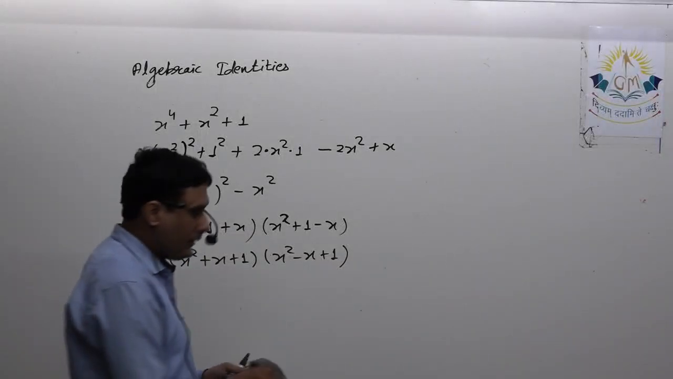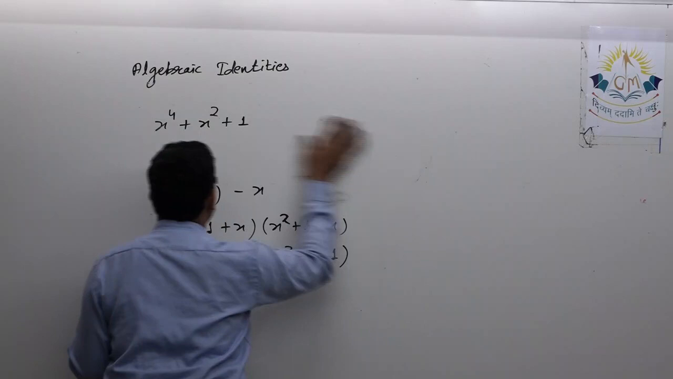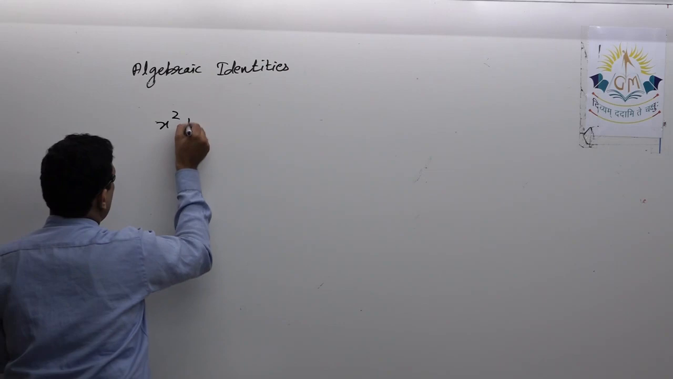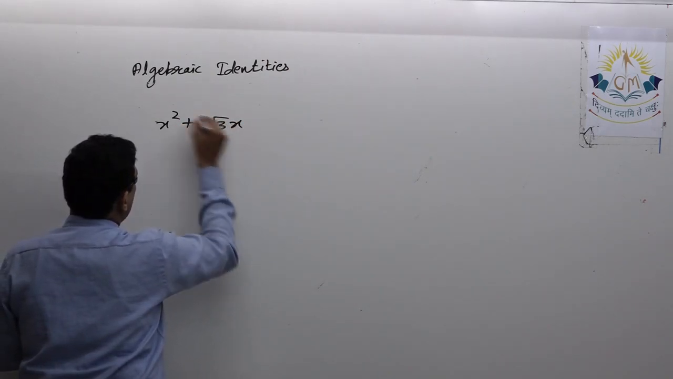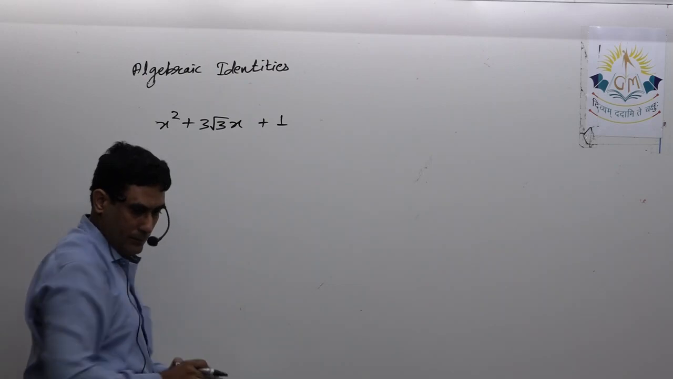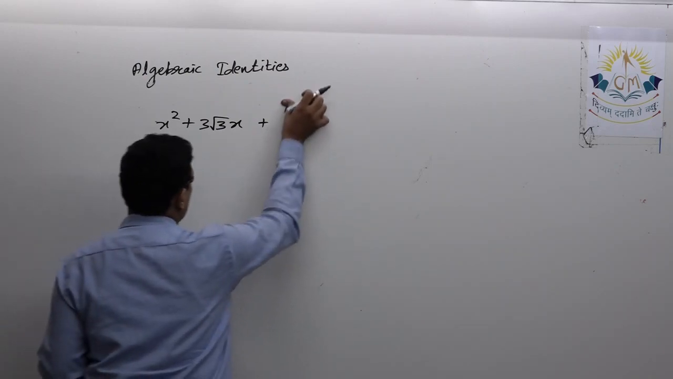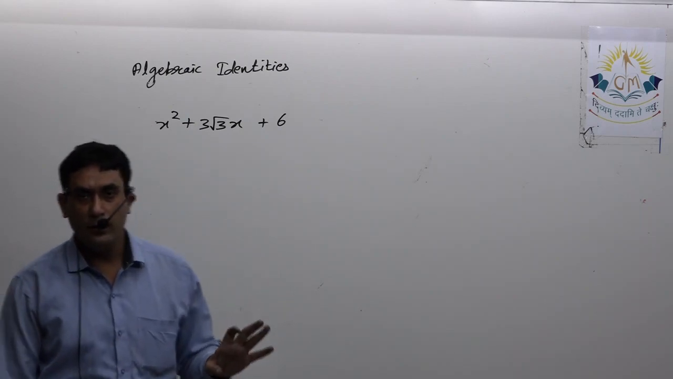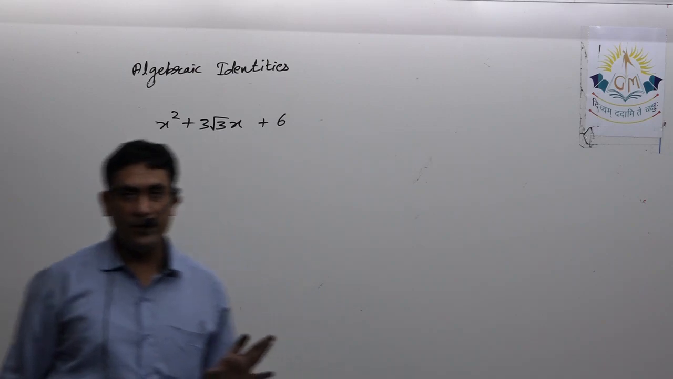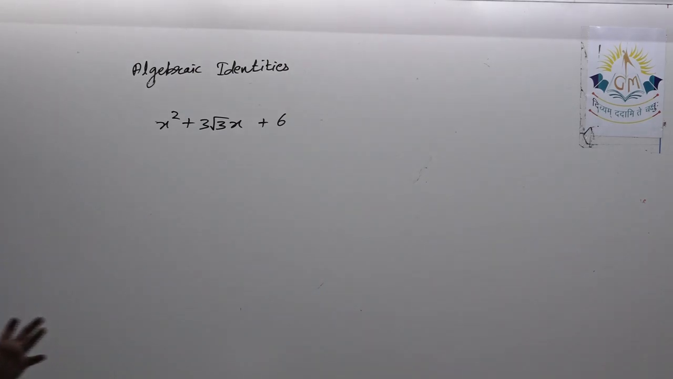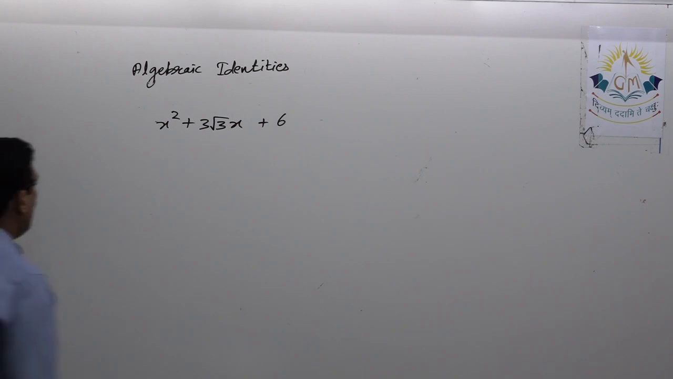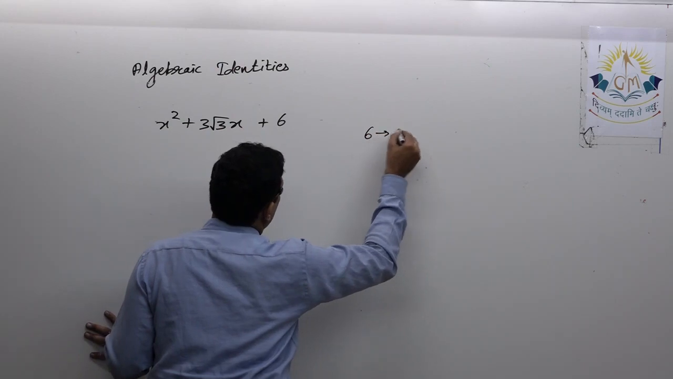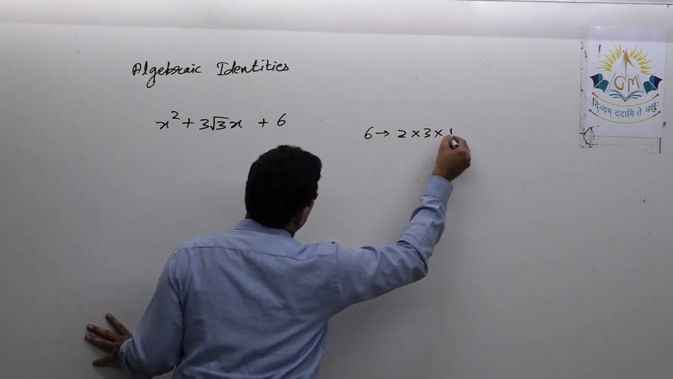x square plus 3 root 3x plus 1, sorry, plus 6. Here it is plus 6. So here if you can see, this is a quadratic polynomial. Okay, so here you have to find its factors by splitting the middle term. So to split the middle term, we have to find the factors of 6. Factors of 6 are 2 multiplied by 3 multiplied by 1.